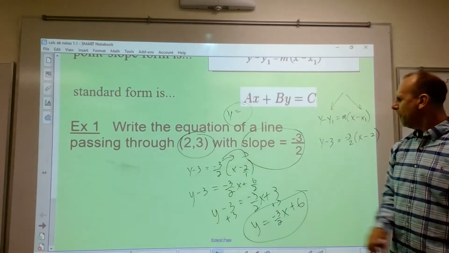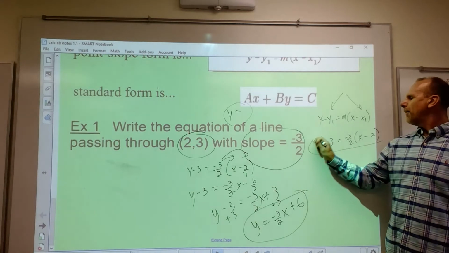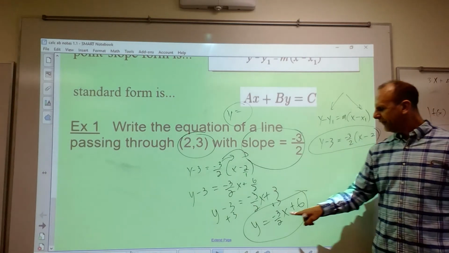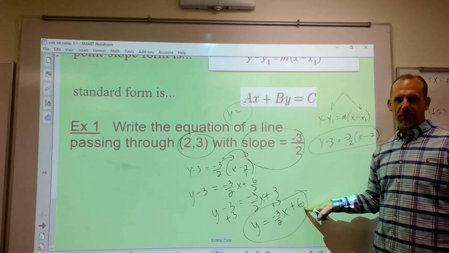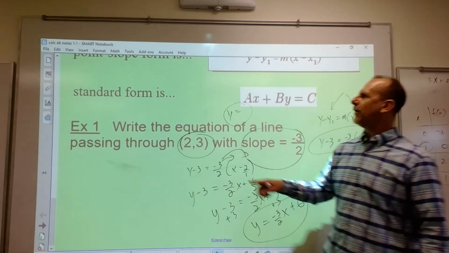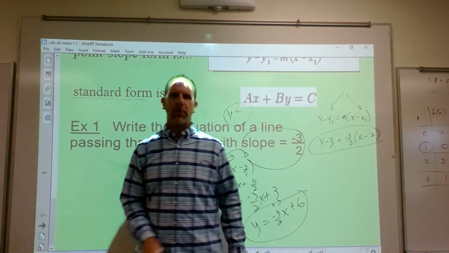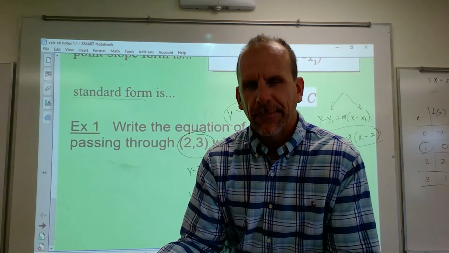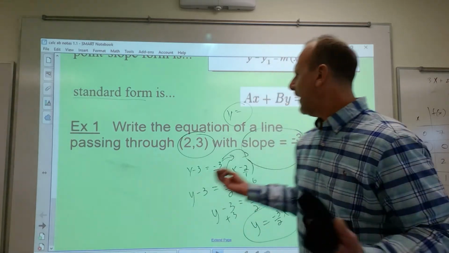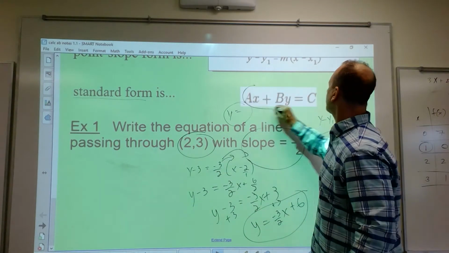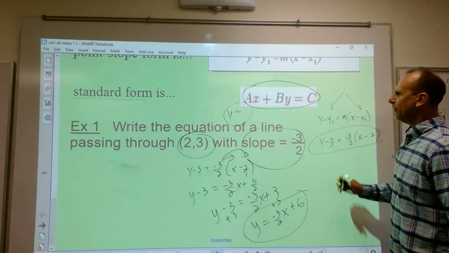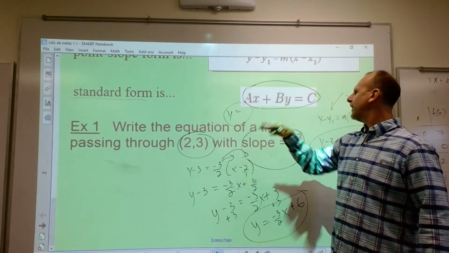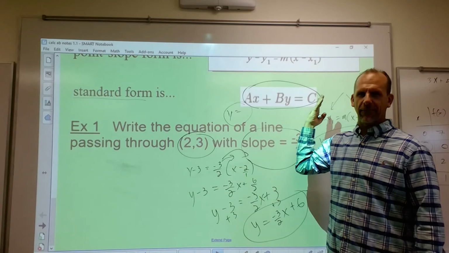So now, this is called point slope form. This is slope intercept form. And the last one is called standard form. In your book, when you're doing your homework, they actually call it general form. Same thing, standard form. And that is ax plus by equals c. So we want all the x's and y's on the left, and then the constant c on the right.